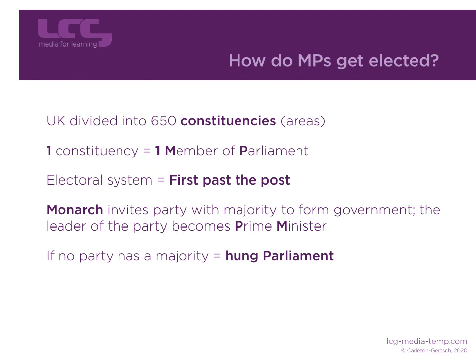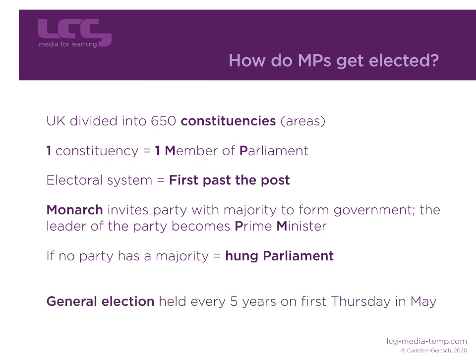How often do we have general elections in the UK? They're held every 5 years on the first Thursday in May. And this has been the case since 2011 when we had the Fixed Term Parliaments Act, and that specified that they have to be held every 5 years. You probably know there are some exceptions. In 2019, we had a general election in December, not after the 5 year period, but that was agreed by Parliament, and so that was accepted.